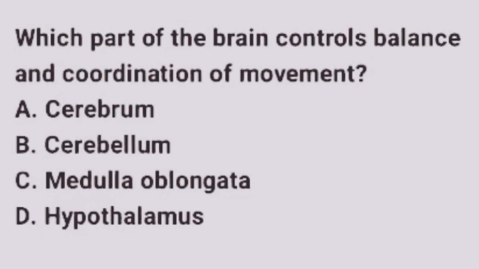We also have the medulla oblongata. It is responsible for involuntary processes like breathing, heartbeat, swallowing, and other involuntary actions. Next we have the hypothalamus. It's a region of the brain that controls body temperature, hunger, thirst, and it links the nervous system with the endocrine system. So when you ride a bicycle or walk without falling, it is your cerebellum doing the job.